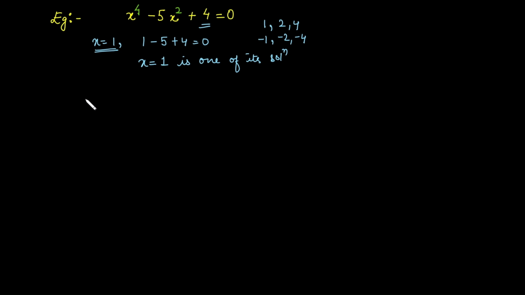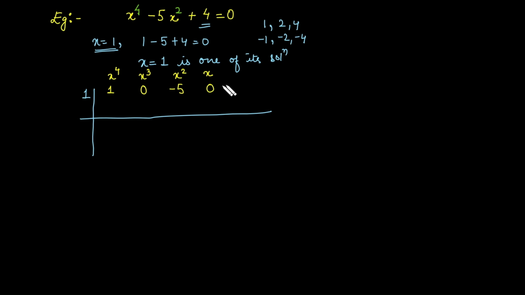So we will repeat the same procedure. We will take 1 as it is. Now it's a power 4 polynomial, so it means we have 5 coefficients. Starting with x raised to power 4, the coefficient is 1. What is the coefficient of x raised to power 3? In this case we have 0. The coefficient of x square is minus 5. The coefficient of x is 0. Next is the constant. The constant term is plus 4.